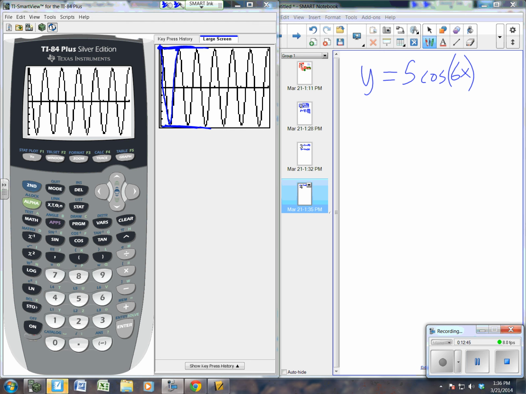That's 1. Here's another one right here. 2. Another one right here. 3. Another one right here. 4. Another one right here. 5. And then this last one, 6. So every time it goes down then back up, it's a cycle. So 6 cycles. So amplitude is 5. And then we had 6.